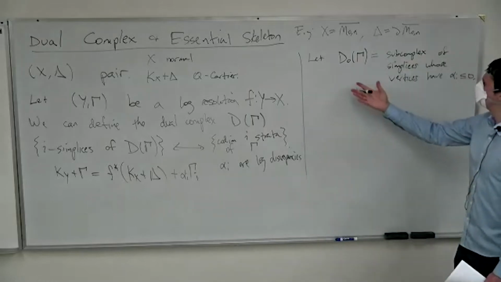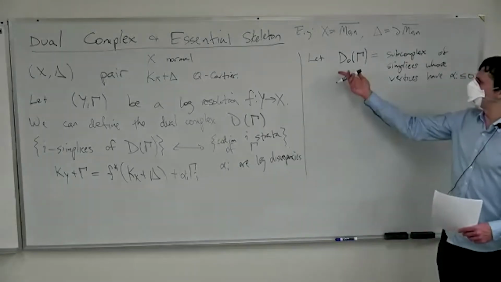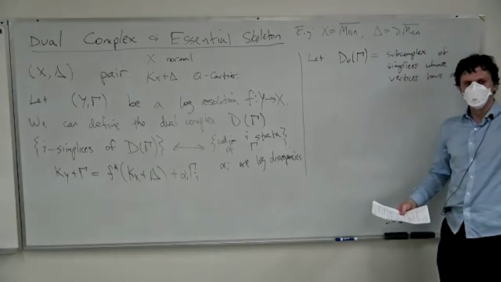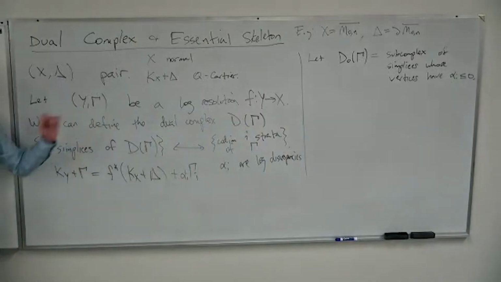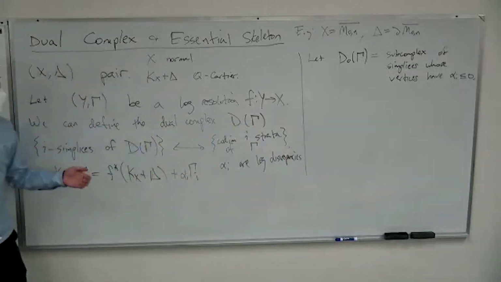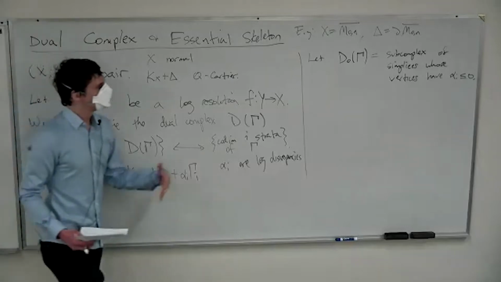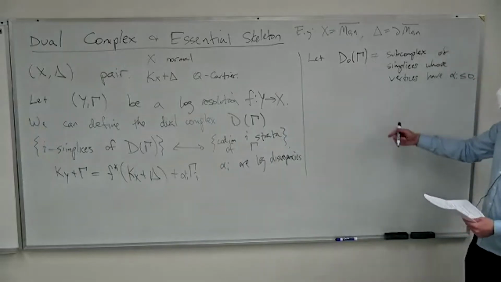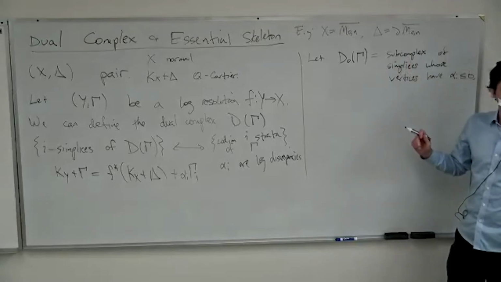You can think of this as the non-KLT locus upstairs. Downstairs, you have the non-KLT locus, and when you take the log resolution, where the pair fails to be KLT is reflected in these discrepancies, which are related to the coefficients of gamma, and the comparison of the coefficients of gamma with those of delta. And so if we just focus on the part with the bad singularities, what we find is that this complex here is actually an invariant of the original pair x delta.